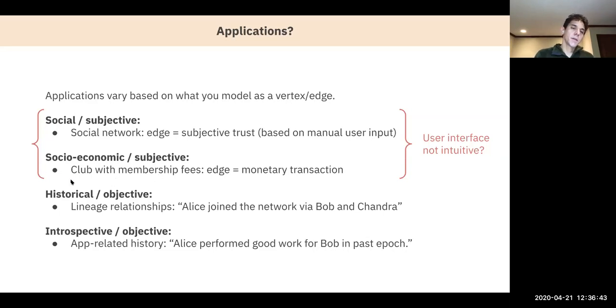And there's another class of applications which I find more interesting potentially. These are objective ones, where the graph that you create is linked to something that's about your system itself. So one possibility is to use lineage relationships. So you could keep track of the tree of parents. If I join the network through two people, you could view them as my parents, and then you can build a graph of these lineage relationships. And is this useful, right?